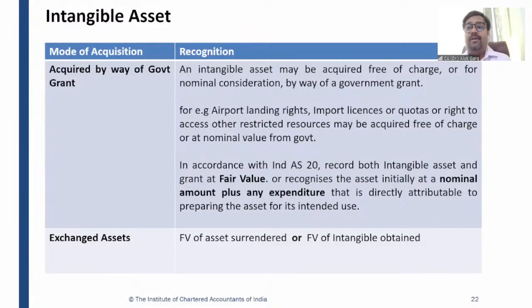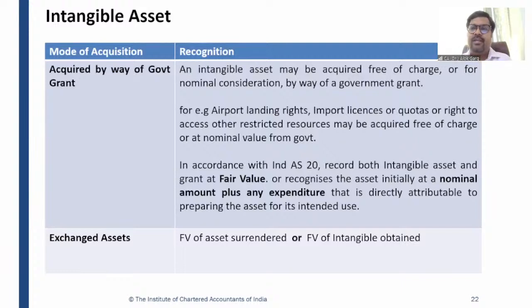Acquired by way of a government grant. The third mode of acquisition. In case of the third mode of acquisition, the asset is acquired by way of a government grant, right? For example, if government is providing some licenses, some rights free of cost. For example, government is saying to a company, please install your plant in a remote area and we will give you free mining rights, right? We will give you free mining rights.